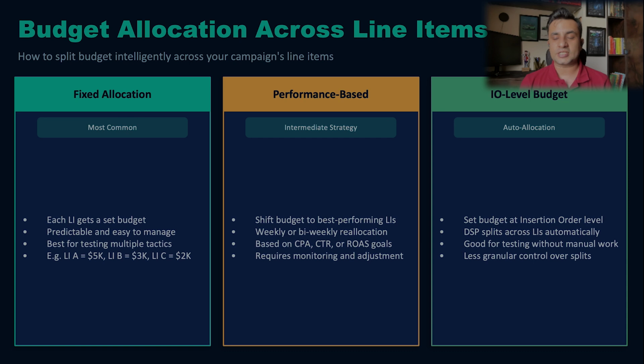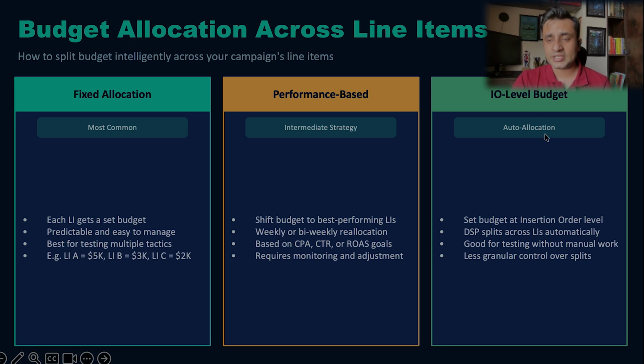Second is performance based. It's an intermediate strategy used to shift budget to the best performing LIs. As per the downloaded reports, when you see LI B is performing better, then you move the budgets there. It's based on weekly or bi-weekly reallocations, which you manually do. It's based on KPIs like CPA, CTR, ROAS goals. So if one of the LIs is achieving more goals, you allocate more budget towards that particular line item. It requires monitoring and adjustment, as I just told you.